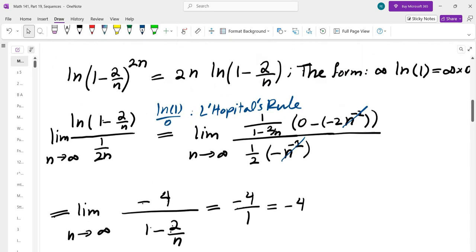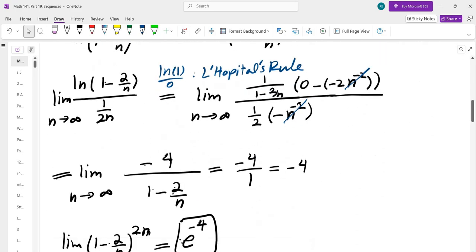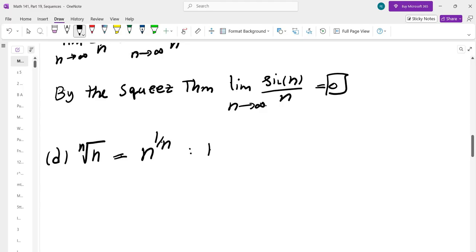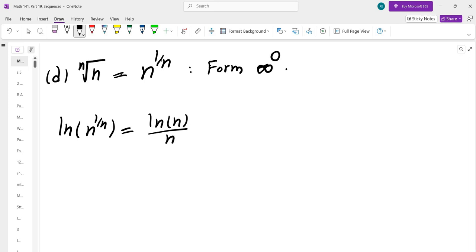Let's look at the last question that we have here. So this is the nth root of n. If you look at the nth root of n, every root can be written as an exponential. So we get n to the power of 1 over n. So what is the form of this limit? Well, the base is infinity, and the exponent is 0. So this is an indeterminate form. So we'll have to take the natural log. So the natural log of n to the power of 1 over n. This is natural log of n over n.